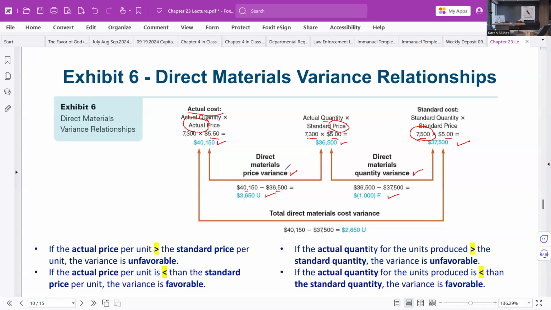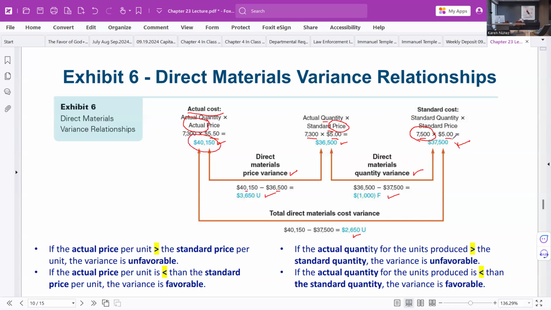So we've got an unfavorable price variance because the materials cost too much. We have a favorable quantity variance because we use less than the standard allows. And when we net these two, this unfavorable variance of 3,650 minus this favorable variance of 1,000, the total direct materials cost variance is 2,650 unfavorable. Again, 3,650 minus 1,000 gives us the 2,650.